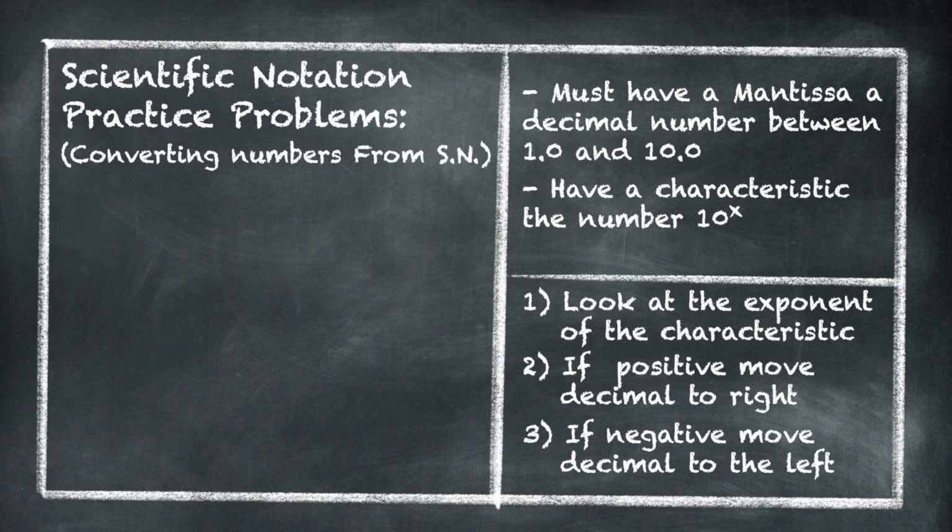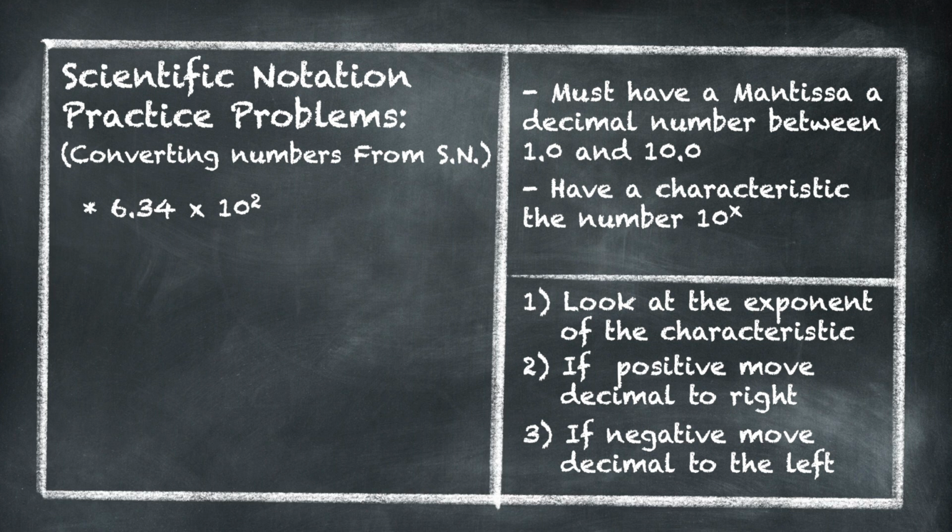So we had the number 6.34 times 10 to the second power. To convert this into regular notation, we look at our characteristic and see its exponent. It's a positive 2. That means I'm going to move my decimal place 2 places to the right.